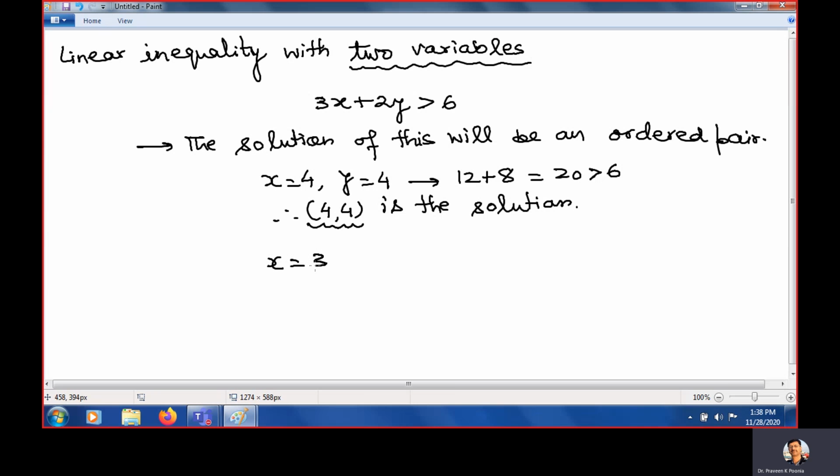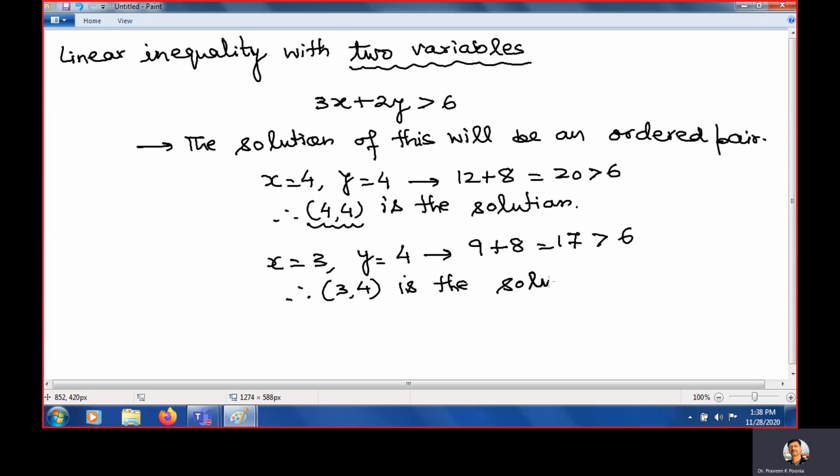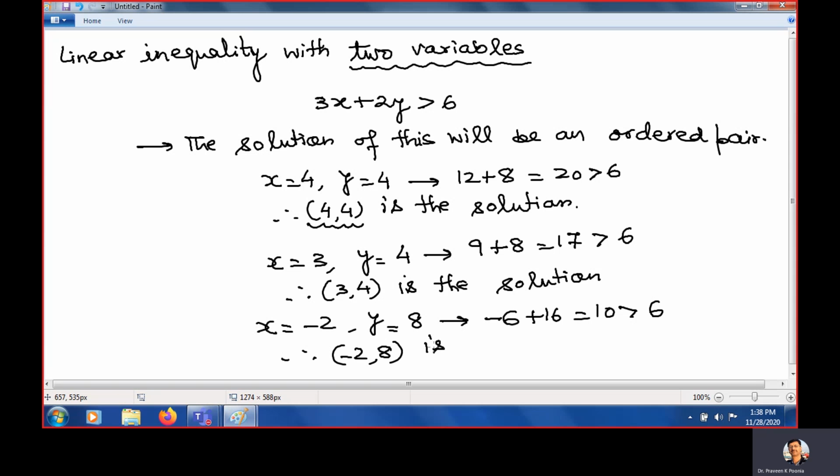Now I am taking x is equal to 3 and y is equal to, let us take the same, 4. So 3 times 3 is 9, 4 times 2 is 8, it is 17. 17 is also greater than 6. So what does this mean? Here it is 3 comma 4, x is 3, y is 4, is the solution. Clear? Now, if I put x is equal to -2 and y is equal to 8, what do we get? -2 times 3 is -6 and 8 times 2 is 16. It is 10 and 10 is greater than 6. So (-2, 8) is the solution.